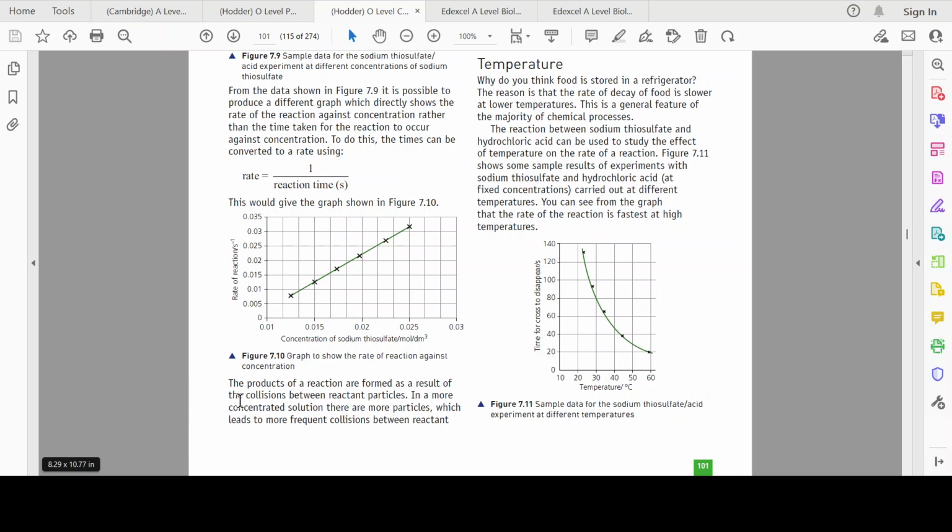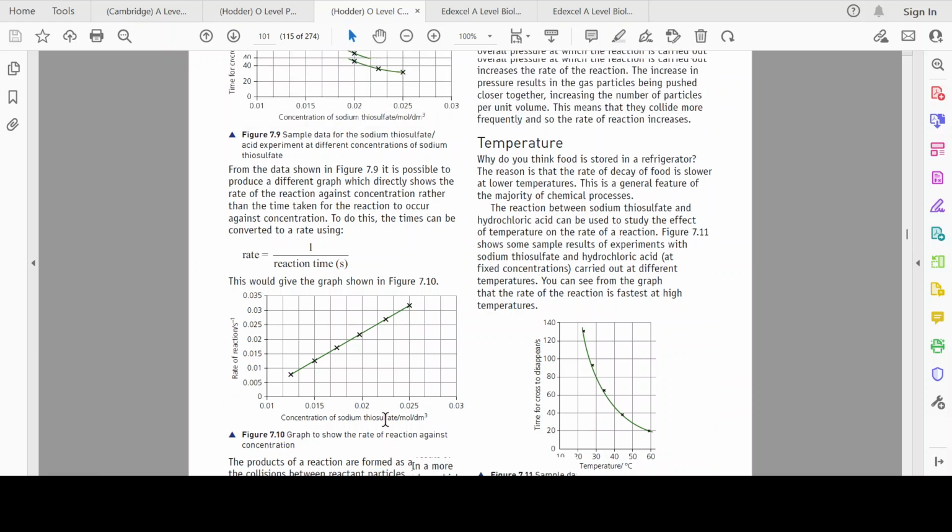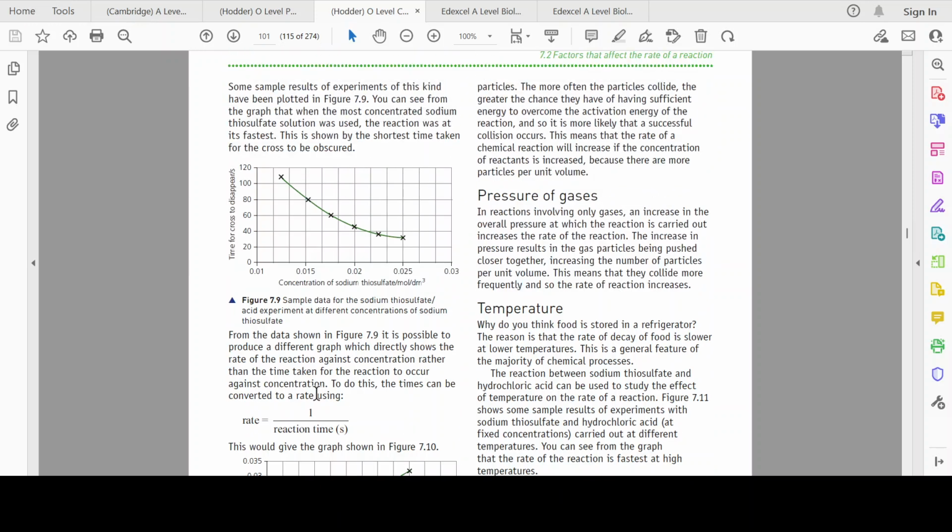And so the concept behind it is, as a result of the collisions between reactants, in a more concentrated solution there are more particles, which leads to more frequent collisions between the reactants. And then often they have enough energy, they can reach the activation energy, and so you're going to get more successful collisions, and that will increase the rate of the reaction and it will take less time.